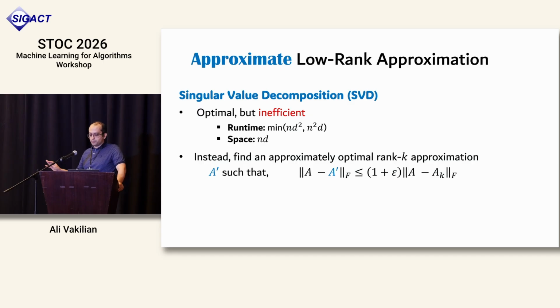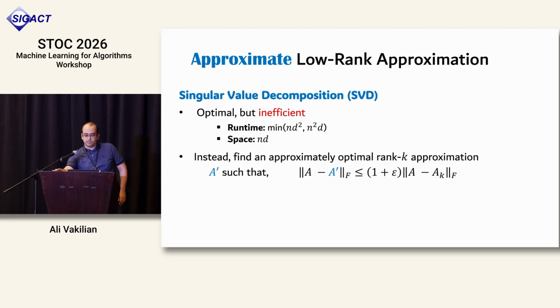It's polynomial time optimal, but the runtime and the space are not that useful, in particular if you look at it in the big data scheme. So the running time, for instance, is the minimum of n times d squared, or n squared times d, and the space is n times d. So this is impractical in many cases.